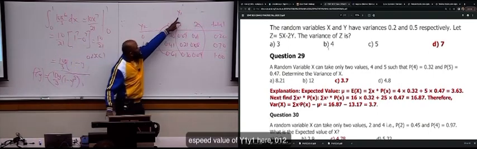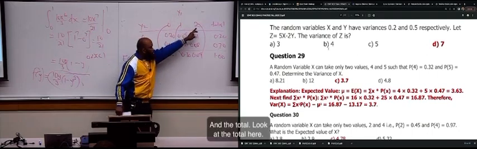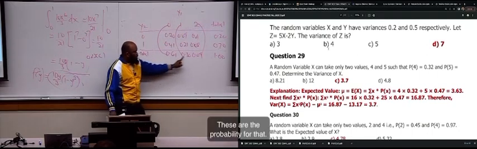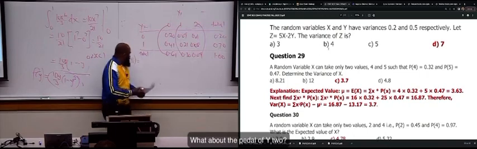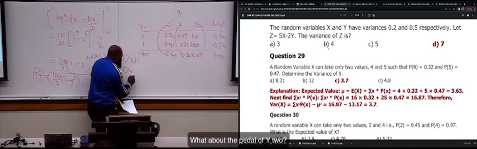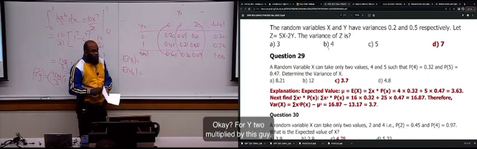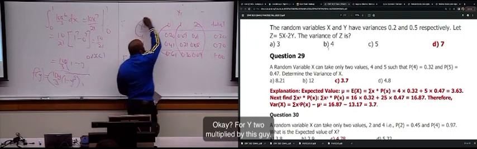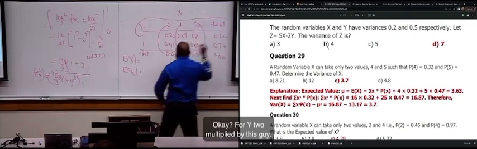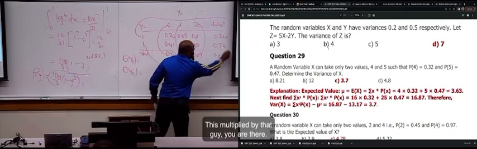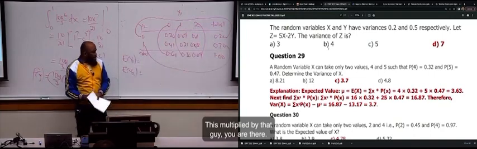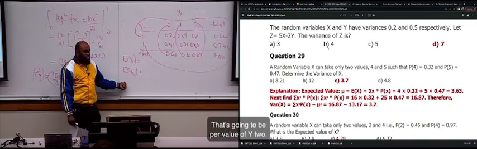Because y1 here has 0, 1, 2. And the total, look at the total here. These are the probabilities for that. What about the expected value of y2? For y2, this multiplied by this guy, this multiplied by that guy, you add them up. That's going to be the expected value of y2.